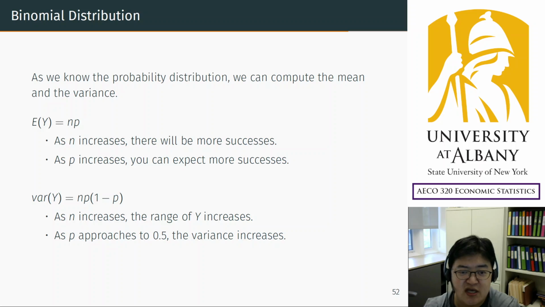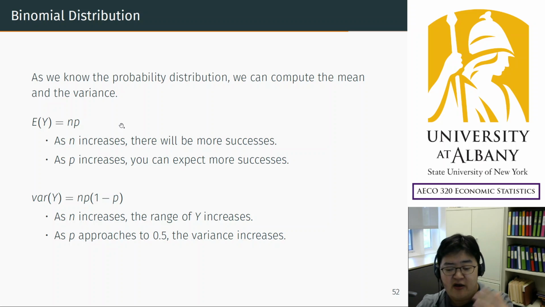I'm going to skip the algebra, but the result is pretty simple. The mean is n times p, the two parameters, right? It's simple and it's intuitive. As the number of trials increases, of course, the number of successes would also increase. So the mean is proportional to n, and on the other hand, if the probability of success increases, then of course the expected number of successes would also increase. So the mean is n times p.